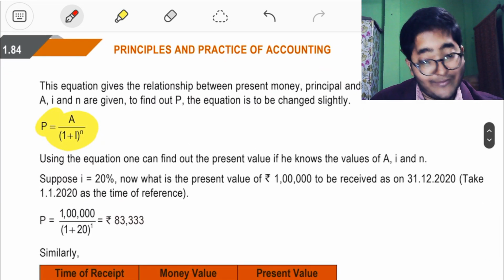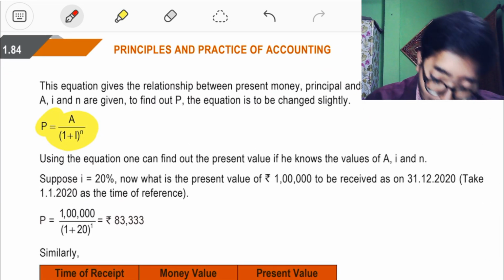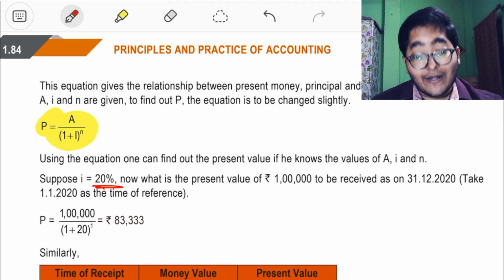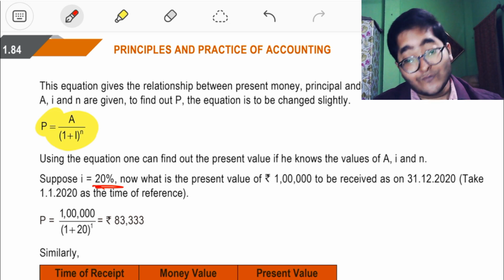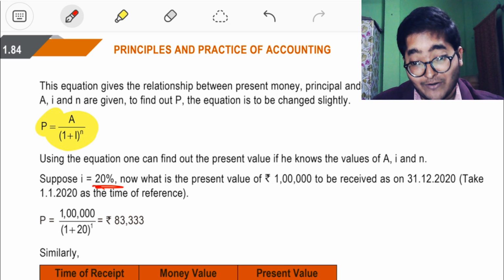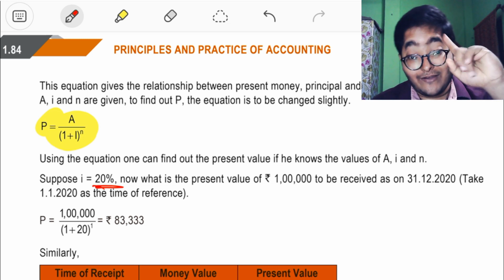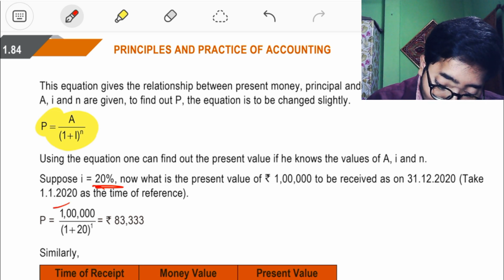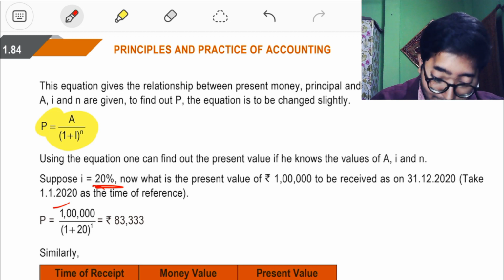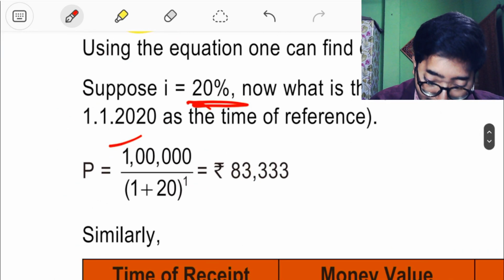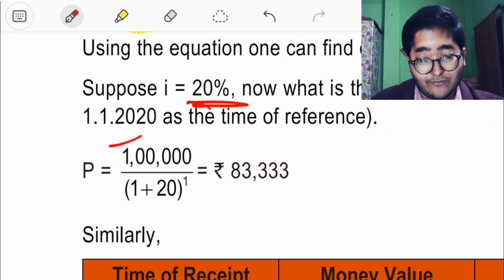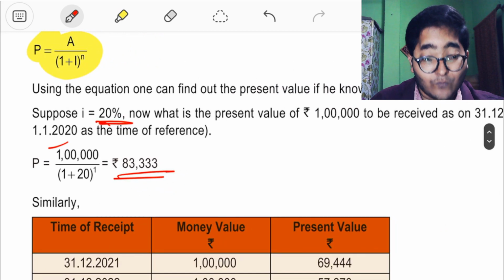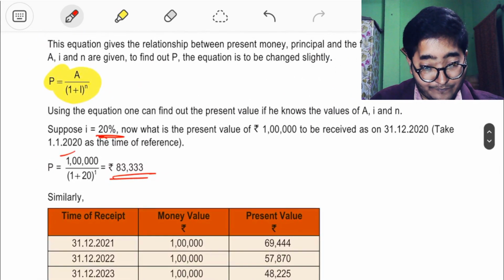Using this equation, we can now find out. Suppose interest equals 20%. In our example, we had taken interest equals 10%. Now, what is the present value of rupees 1 lakh to be received on 31st December 2020? That is 1 year. We had taken 6 years. Now, we are taking 1 year. 1 lakh divided by 1 plus 20% to the power 1 equals 83,333. This is the present value of rupees 1 lakh that is receivable.